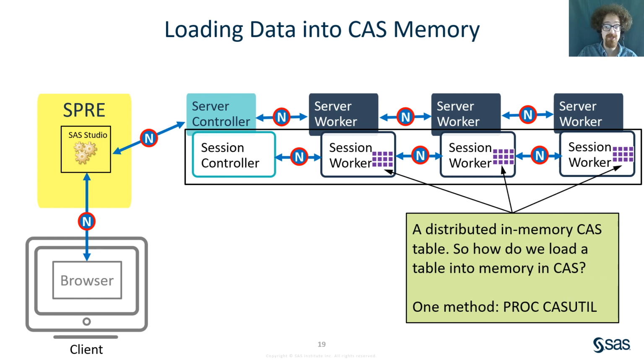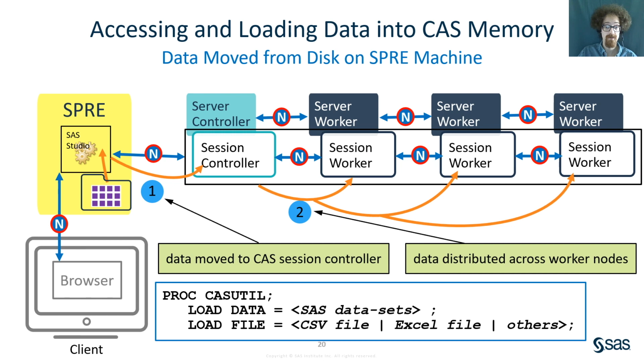Recall that in-memory tables are automatically distributed across all worker nodes. So how do we load tables into memory? One method is PROC CASUTIL. With PROC CASUTIL, one of your choices is to move data stored on the SPRE machine into CAS. That is represented here as the folder icon with the little purple squares on the yellow SPRE machine.